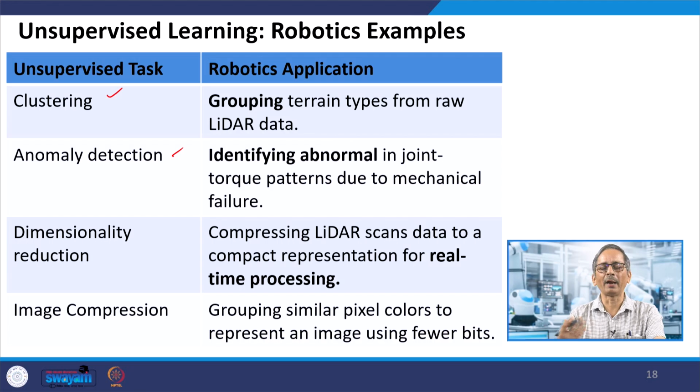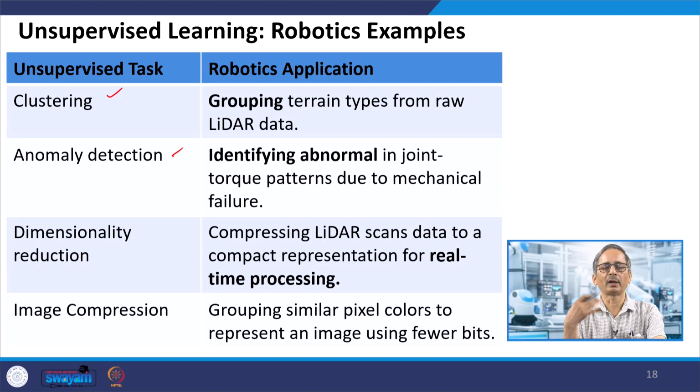If we have data where the joint torque information is available, and if some joint torque value is peaking at some point in time, then probably we can say that some mechanical failure has occurred. So that way we can detect the anomaly. Then we can use it for dimensionality reduction, that is, we can compress the LiDAR scan data to a compact representation for real time processing.